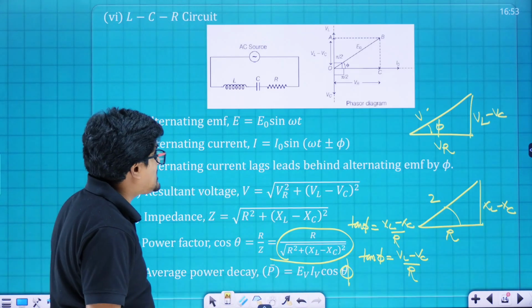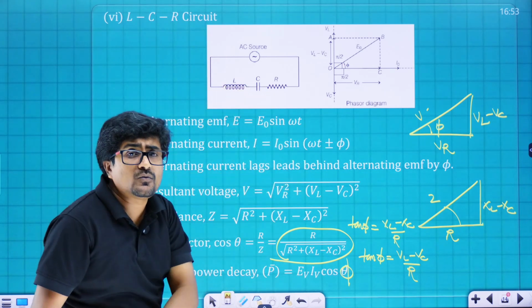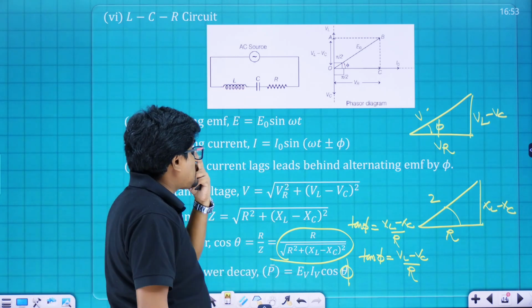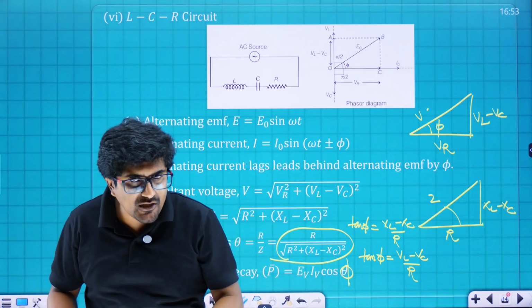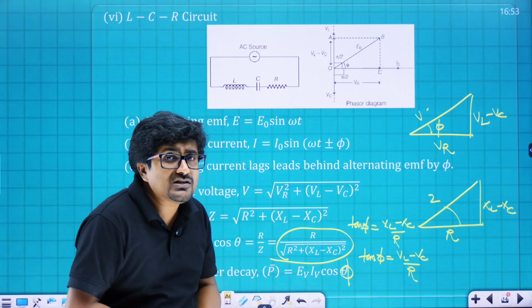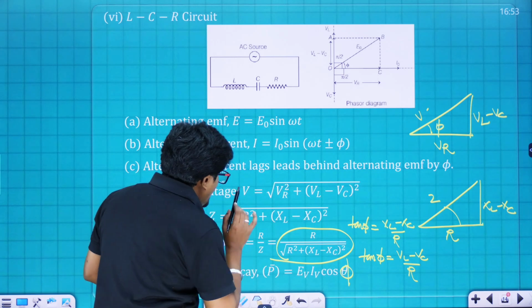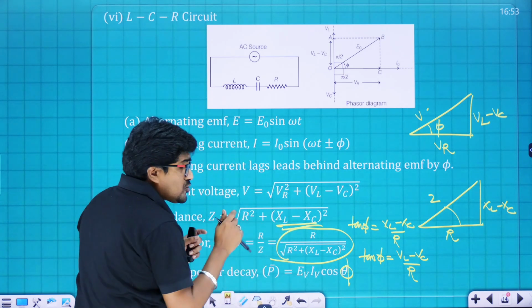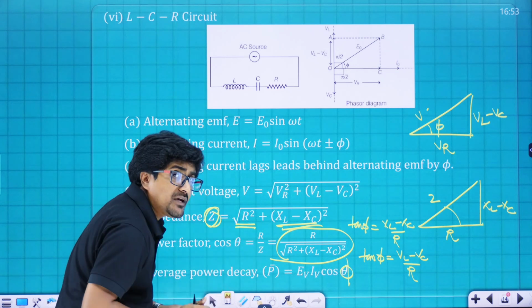Resonance condition is explained for an LCR circuit where the capacitive reactance as well as the inductive reactance are the same. I repeat, capacitive reactance and inductive reactance are going to be the same. In that condition, XL is equal to XC, so from the impedance triangle, this particular entire term is going to be 0. That means the impedance offered by the circuit is going to be equal to R only.